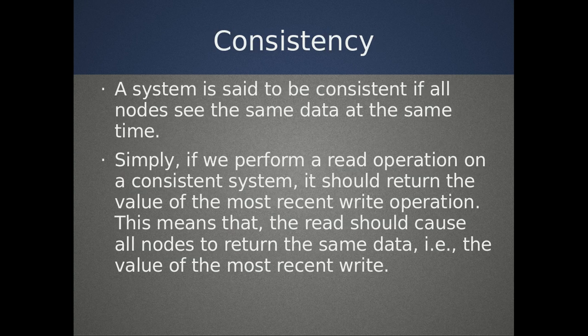What is consistency? A system is said to be consistent if all the nodes see the same data at the same time. Let's say I'm writing some records to a database, and at the same time, if your system or database is consistent, all the nodes see the same data. Users will see the same data at the same time, just after a write. Simply, if we perform a read operation on a consistent system, it should return the value of the most recent write operation. Meaning, the latest record, the latest value you have, is what your system should show. That means you have consistency. This means that the read should cause all nodes to return the same data as the value of the most recent write. We understand consistency now.